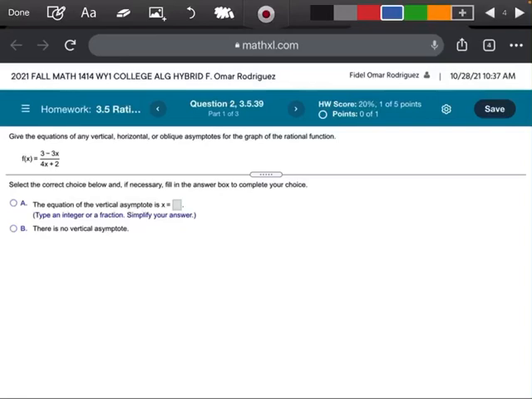All right, so y'all, this is number 2 out of 3.5. And the question says, give any equations of any vertical, horizontal, or oblique asymptotes for the graphical function. Okay, so the first part says, what's the equation of the vertical asymptote?